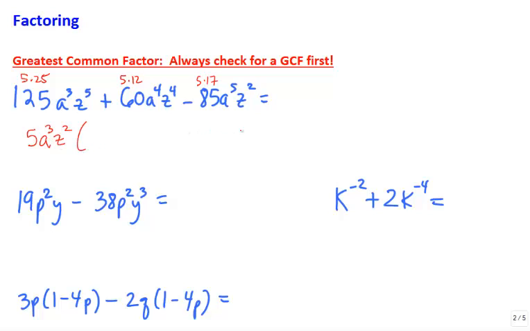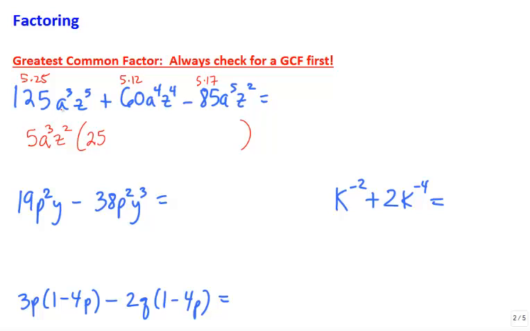Then, in parentheses, we're going to write what's left. And what's left should be what you would need to multiply 5a^3z^2 by to get back this original term. Or in other words, this term divided by your GCF. So if I pull out a 5, times what gets me back to 125? That would be just 25, since 5 times 25 is 125.